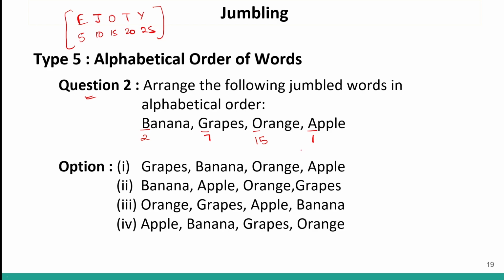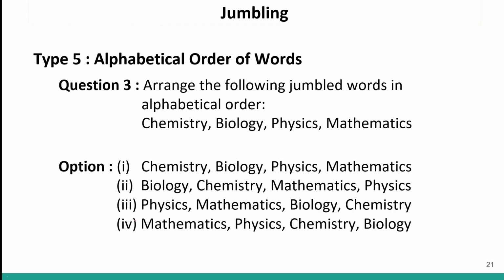So when we give them forward ranks, we get something like this. So the first word will be apple, then we'll get banana, then we'll get grapes, and then we'll get orange. So in this is A, B, G and O, which is option number 4. So option number 4 will be the correct answer.